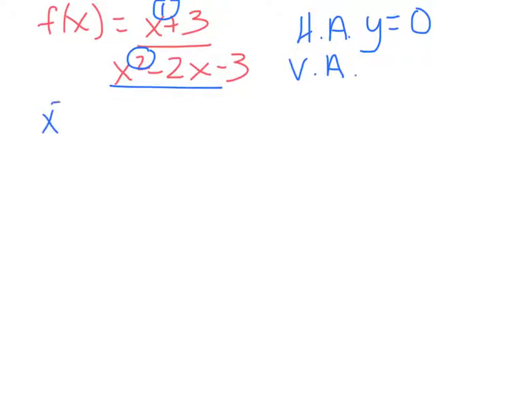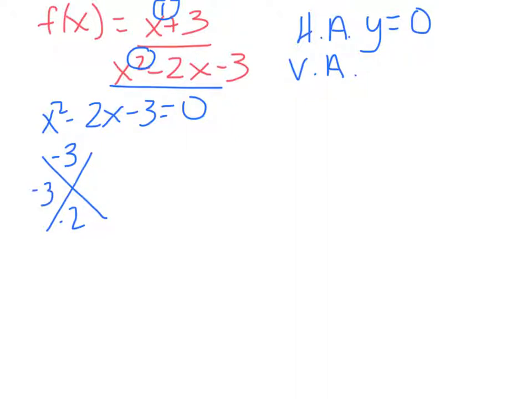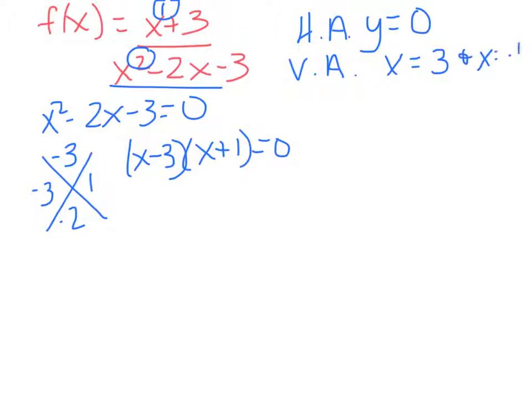Next, I'm going to find my vertical asymptote, which means I set my denominator equal to 0. We have a quadratic function, which means that we're going to set that equal to 0, and we're going to factor it out. So we need two numbers that multiply to give us -3 and add to give us -2. This will work out nicely: -3 and 1. So we have x minus 3 times x plus 1 equals 0, which will give us x is equal to 3 and x is equal to -1. So this graph has two vertical asymptotes.